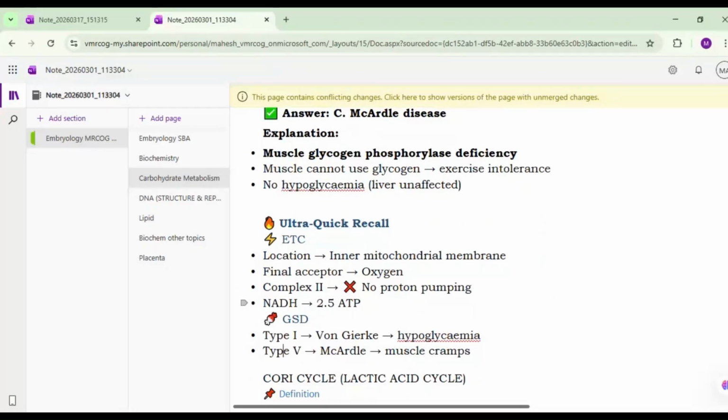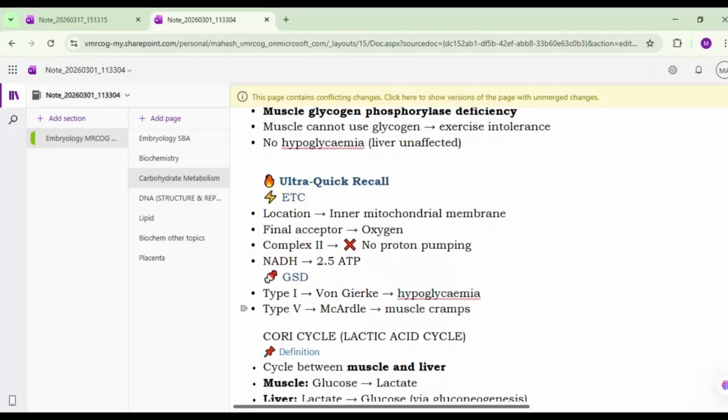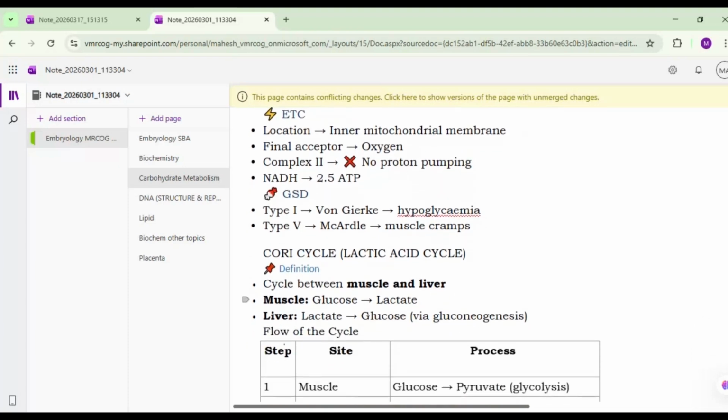So about the electron transport chain, you should remember the location, that is the inner mitochondrial membrane. The final acceptor is oxygen. Complex 2 will not pump out protons. NADH will give rise to 2.5 ATP. Okay. Type 1 is von Gierke's disease leading to hypoglycemia. Type 5 is McArdle leading to muscle cramps. Okay.